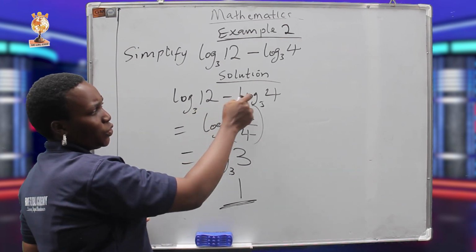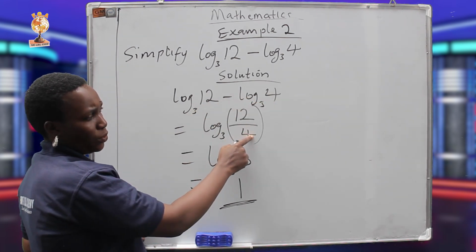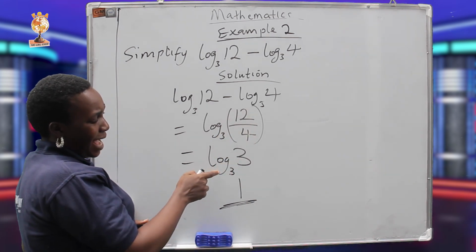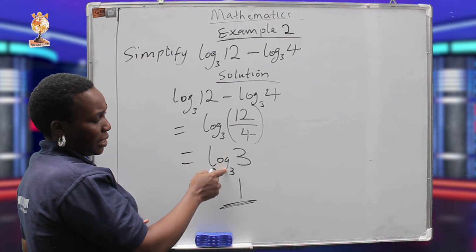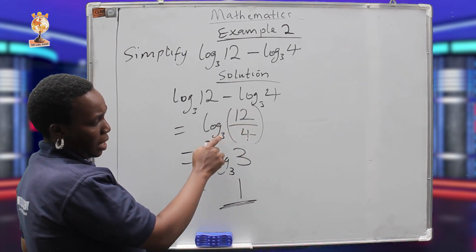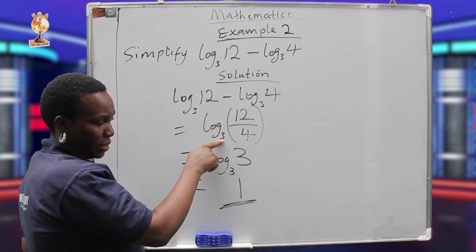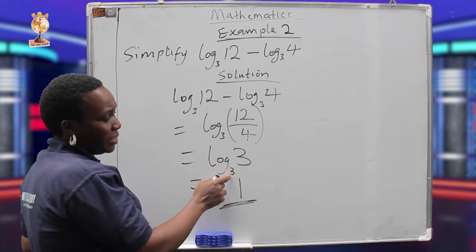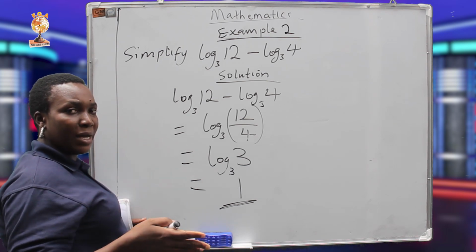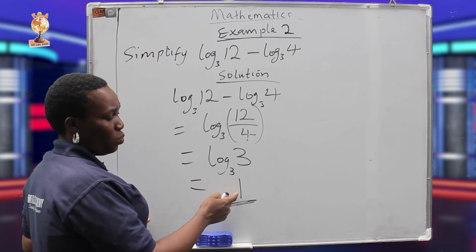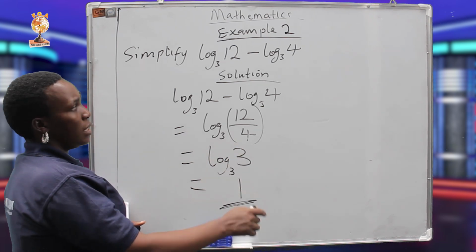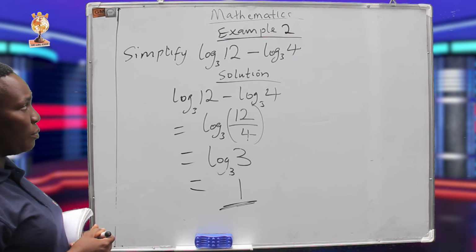So you take it as base 3. Then 12 divided by 4, and that's what we have here. So 12 divided by 4 will give us 3. So we now have log 3 base 3. This 3 is 12 divided by 4, that's this 3 you're seeing here. And this 3 is the base. So when we have log 3 base 3, this is now taking us to another law which says that the logarithm of a number to its own base is equal to 1. So log 3 base 3, the answer is 1. So that's the answer for example 2.